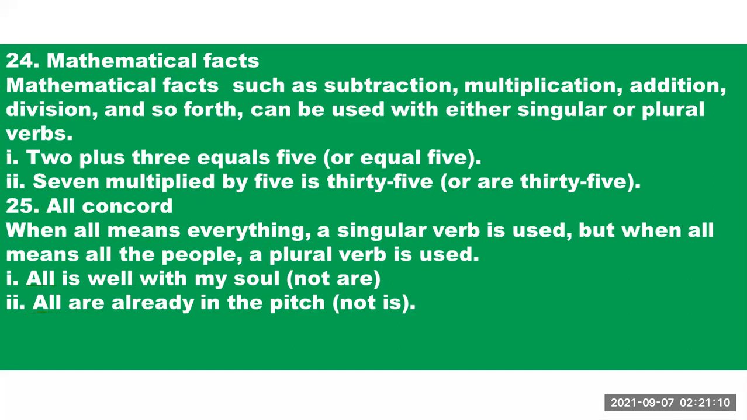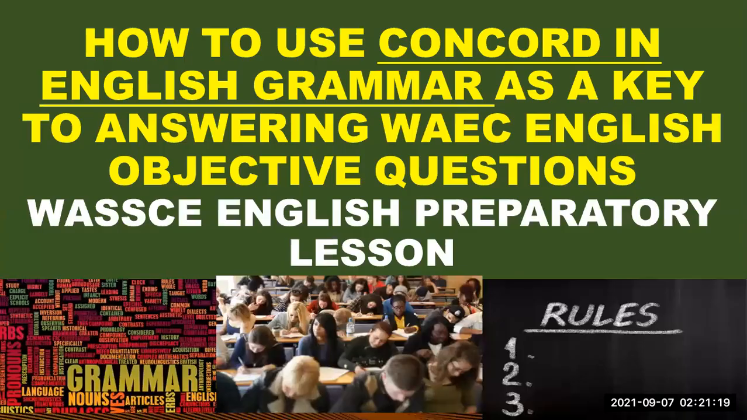So this is where we draw the curtain in today's video. We have been looking at how we can use concord in English grammar as a key to answering WAEC English objective questions. Of course, we have looked at these rules and how they apply. And you can see all the examples that we examined are potential WAEC English exam questions, because these are the types of questions that examiners like to set. They want to test your knowledge of the rules of concord. And if you study the various rules we have discussed and the examples we have cited, if you learn them, this will help you to answer questions easily and correctly when it comes to English objective questions.